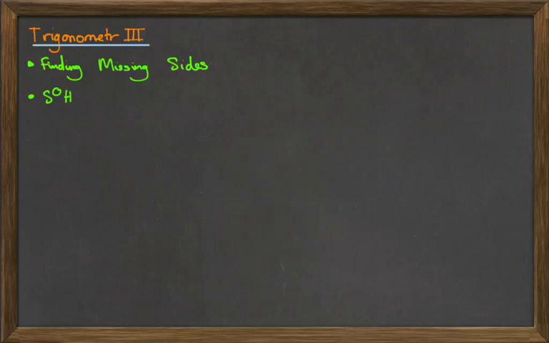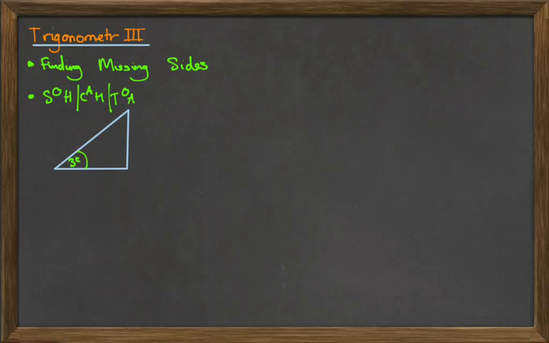Okay, morning boys. We are going to be looking at the third and final in the trigonometry series, trigonometry 3. So we're finding missing sides this time. In the last video we were looking at finding missing angles. Okay, so we're going to rewrite the trigonometric mnemonic, SOHCAHTOA. Remember, that's a way to remember the trigonometric ratios.